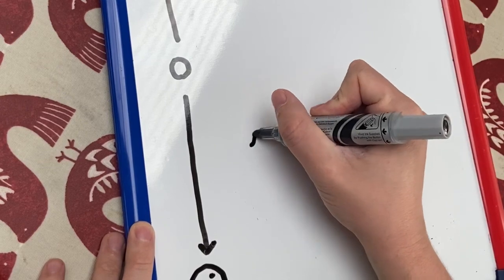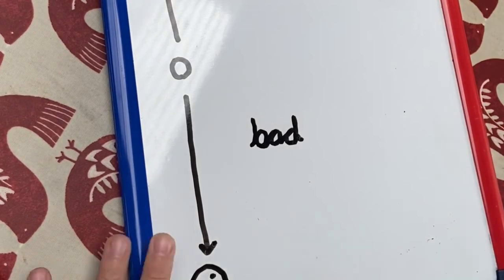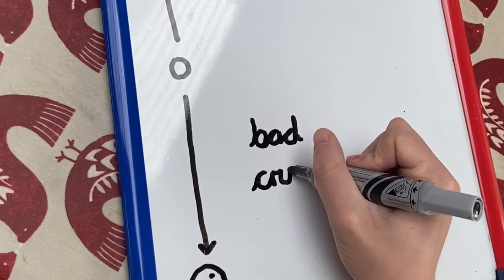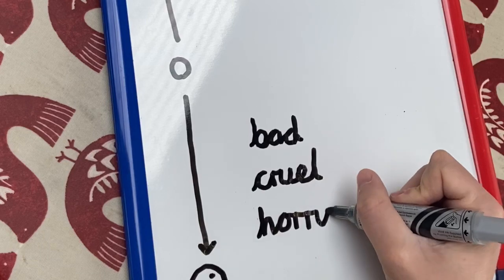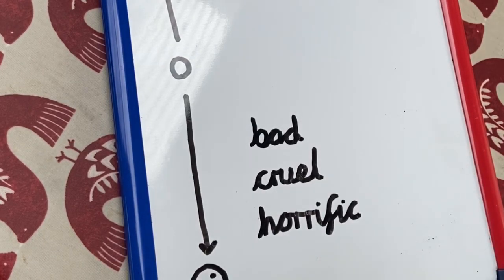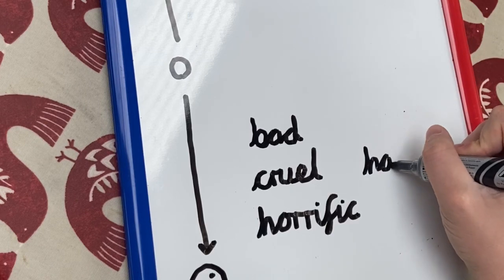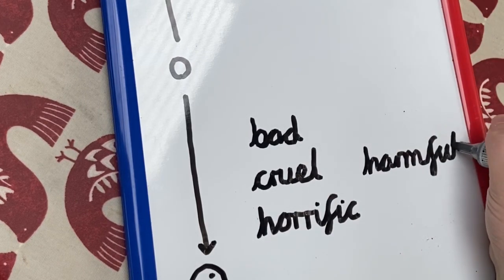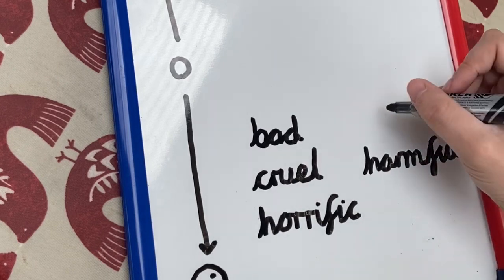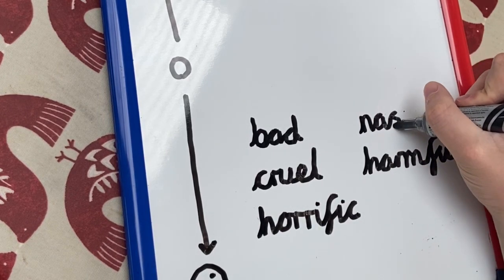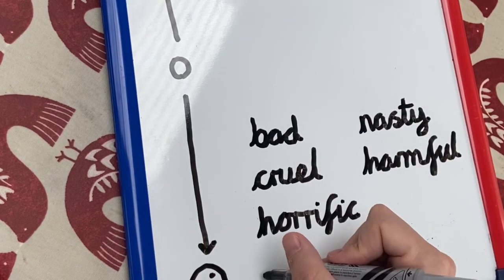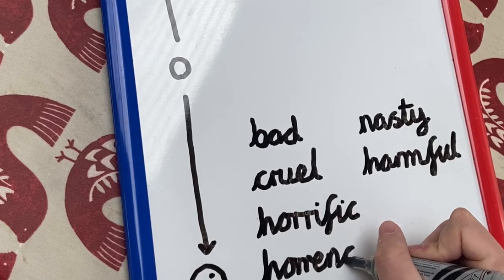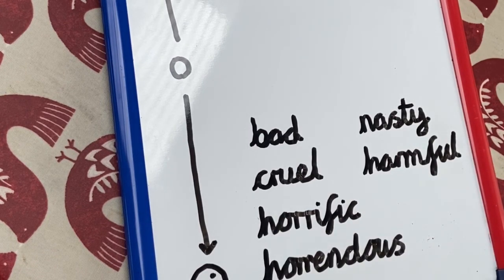And maybe I can think of some other words that can describe the coronavirus. So the bad coronavirus, the cruel coronavirus. I like that one. The horrific coronavirus. The harmful coronavirus. It is harmful, isn't it? And the nasty coronavirus. That's a nice one. And maybe the horrendous coronavirus. I've noticed I've got quite a few that start with a sound, and that'll be helpful for our alliteration target.